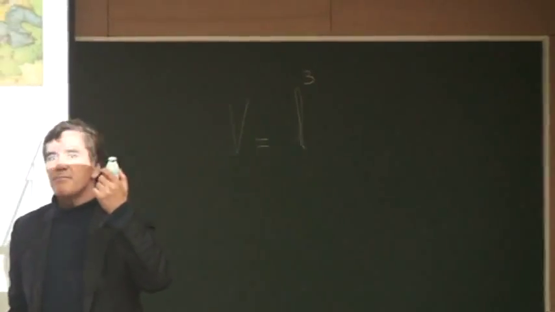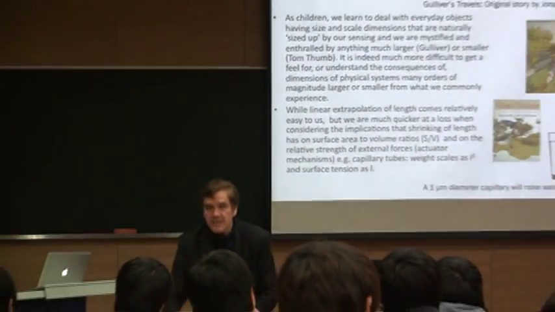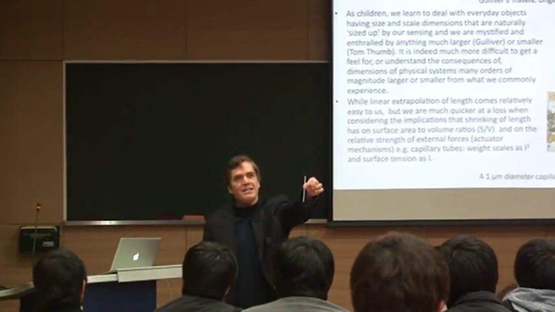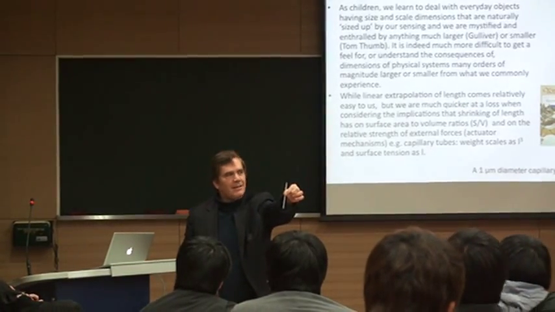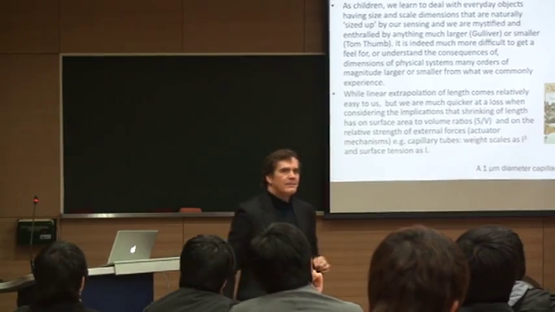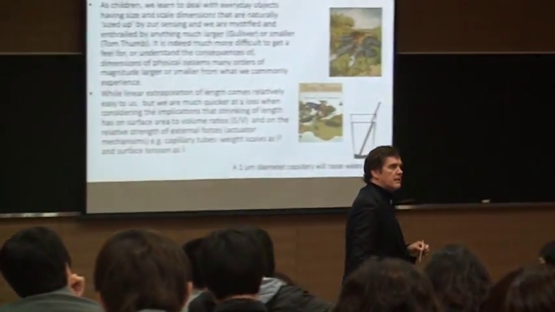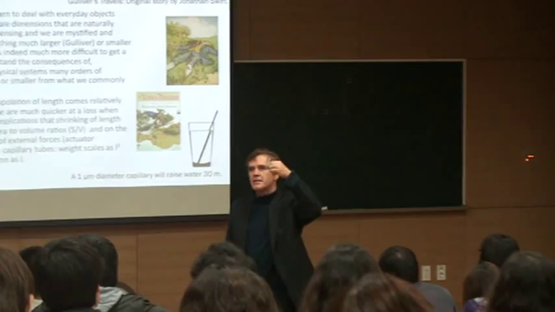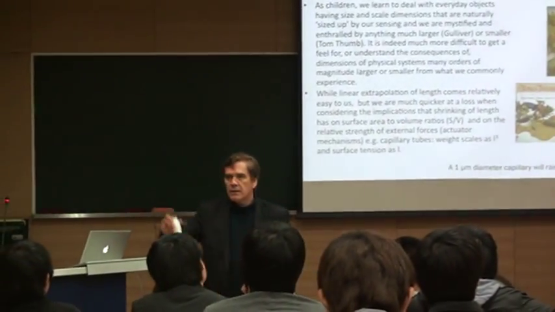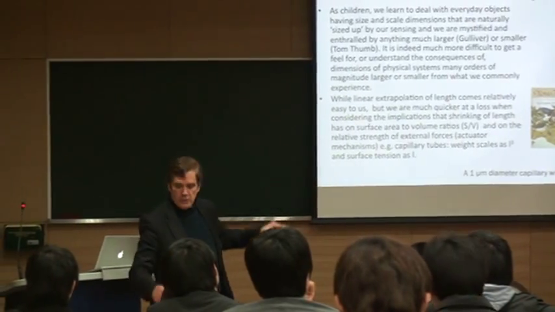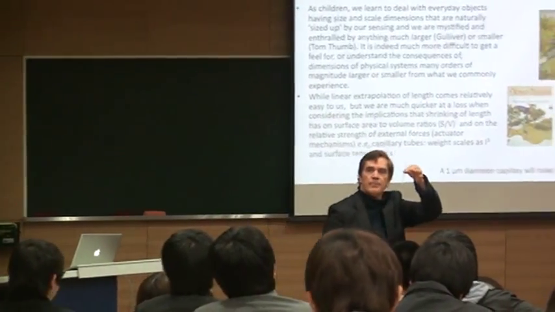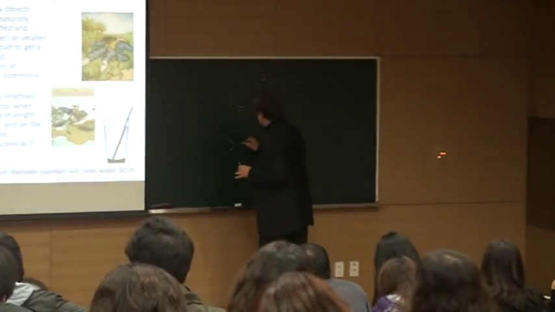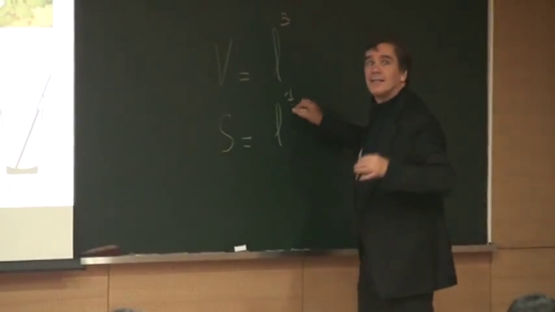Now, I put the same amount of liquid in this. But now it's very narrow, right? And I do like this, and it doesn't come out. Why is that? Another force has come in here. What force? Here, gravity scales as the volume, L to the third. Here, surface tension. Surface tension scales as L to the 1, the radius.